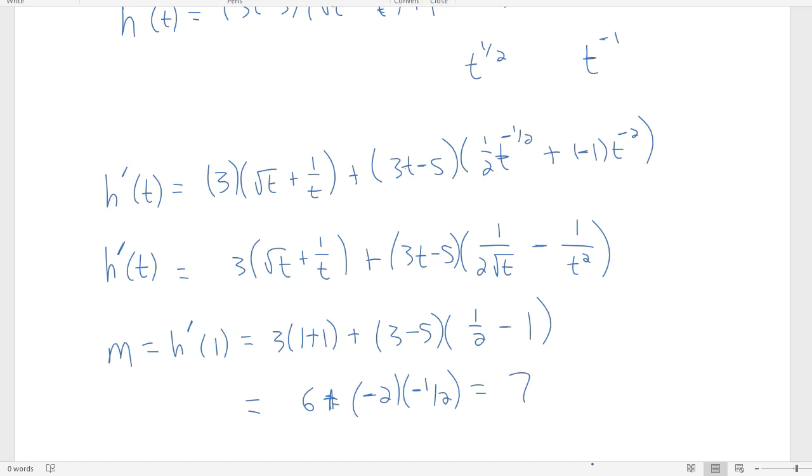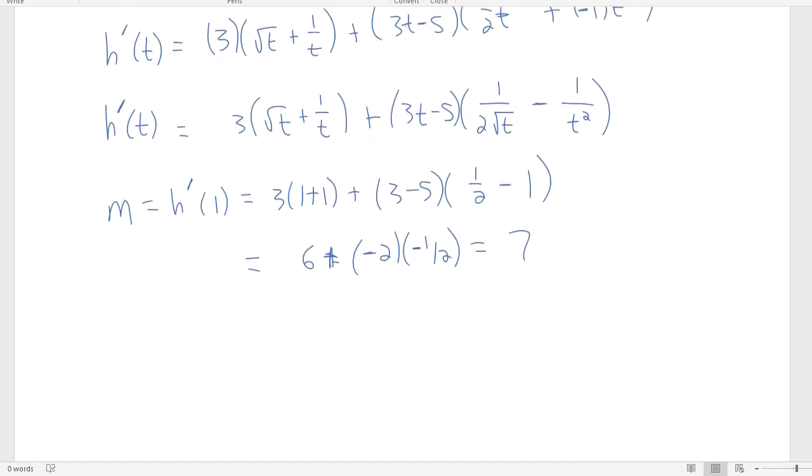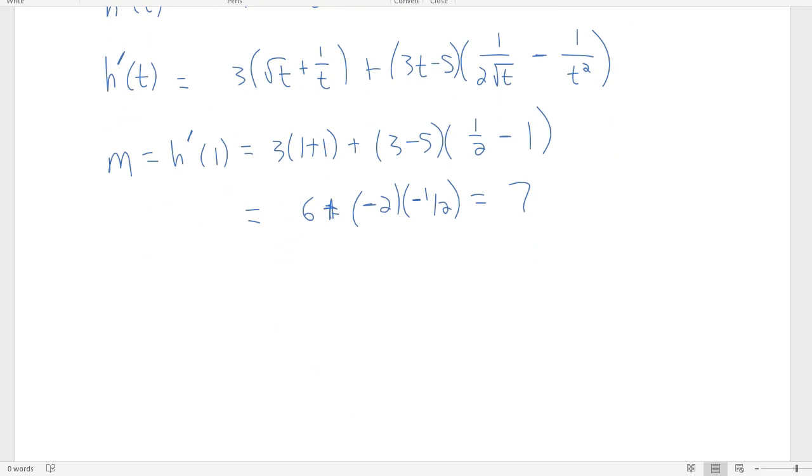Now, to find the equation of my tangent line, again, I prefer to use the point slope formula. So I'm going to come back to green here, and I'm thinking of y minus y1 equals m times x minus x1. So we know the slope is 7. We know the x value, the t value is 1. So let me just rewrite this in the language of the variables that we have here.